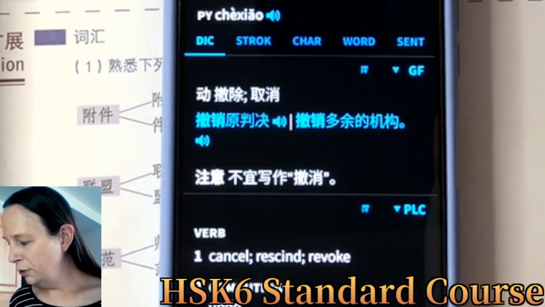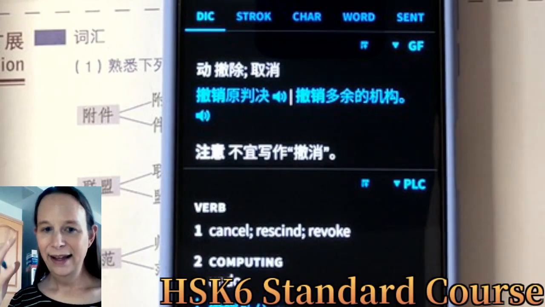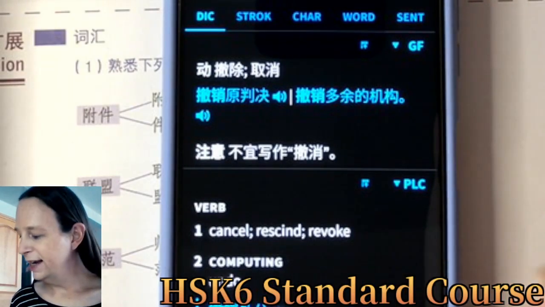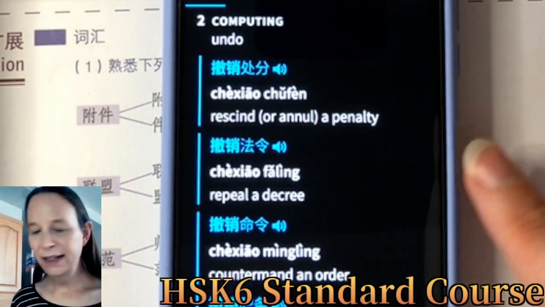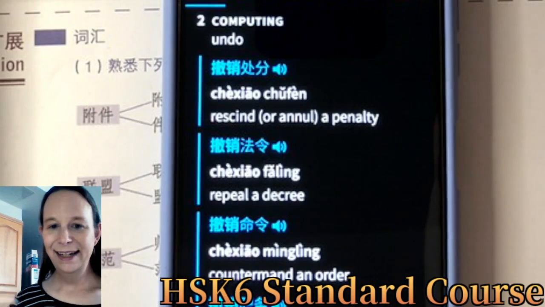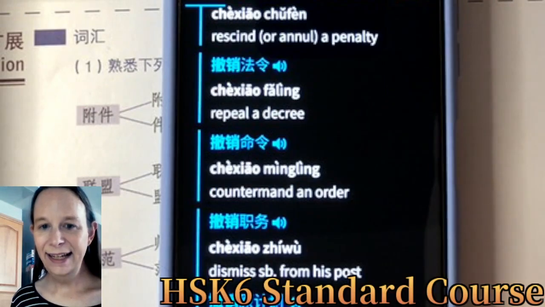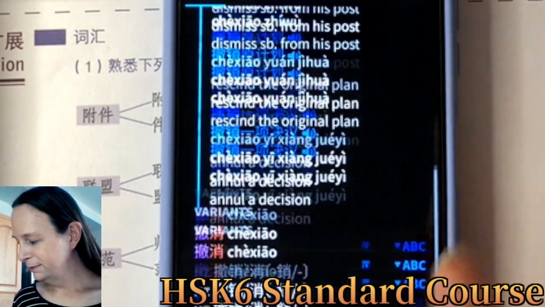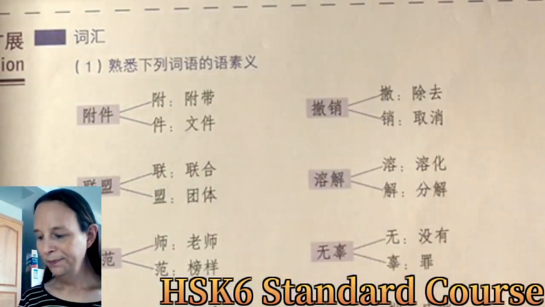撤销多余的机构. Okay, so this is like cancel 多余, like superfluous 机构, organizations, maybe. 撤销处分. Okay, this is like rescind a penalty, like cancel or undo. 撤销法令, yeah, repeal an order, etc., etc. All right.